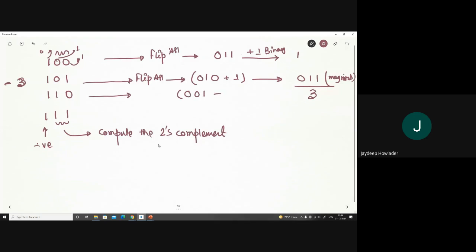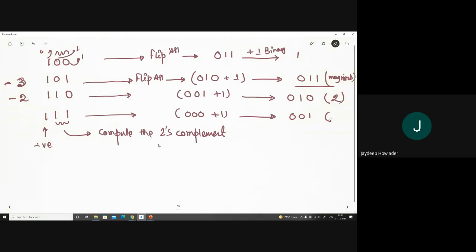Similarly, if we flip this one, it will result in 1 0 0. Then we add a 1. This will result in 0 1 0. So this magnitude is 2, and this number is taken as -2. And we flip this, so it will be 0 0 0. Adding a 1, this will go to 1 0 0. So the magnitude is 1, and this number is treated as -1.